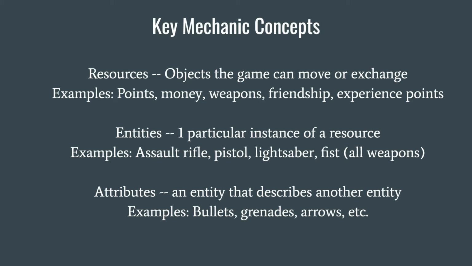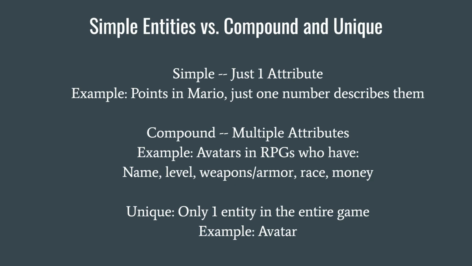And so when you map out your key mechanics, list all your resources, and then your entities, and then your attributes, that's how you begin doing your core mechanics. And so there's also simple entities, compound entities, and unique entities. And I'll show you what this is on the next slide.